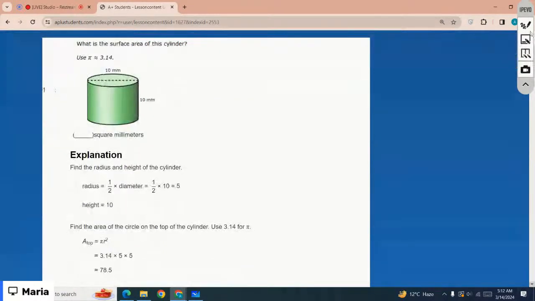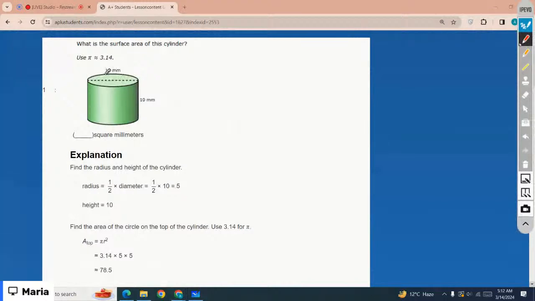First thing is we have to calculate the radius, right? Radius is diameter divided by 2. So here the radius is 10 divided by 2 equals 5, right? The height is 10 millimeters. First, you need to calculate the area of the top face and the area of the bottom. The area of a circular face is always pi r squared. Pi has a fixed value, that is 3.14. R is 5 squared. So the area of top and bottom is exactly the same, right? So that is 78.5.